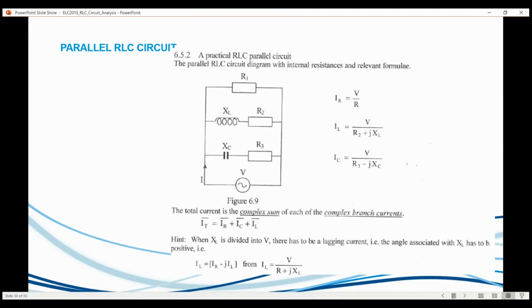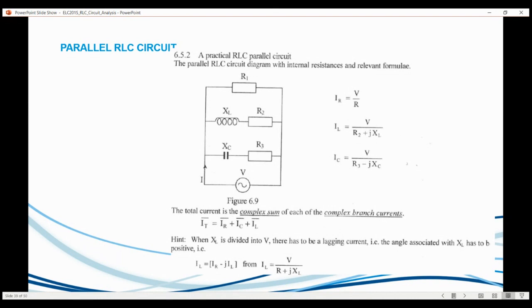The second part, to find the second current through the inductor, is the voltage divided by R2 plus jXL, where the plus is for the inductor. And then the third branch we're going to have R3 minus jXC, because this is a capacitor.